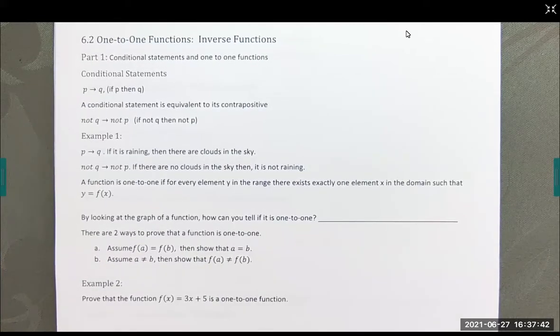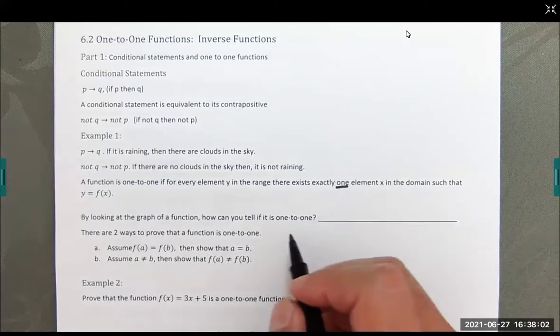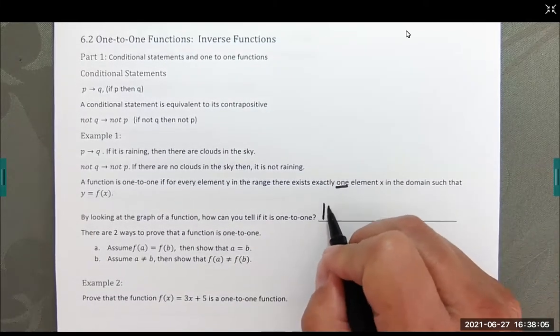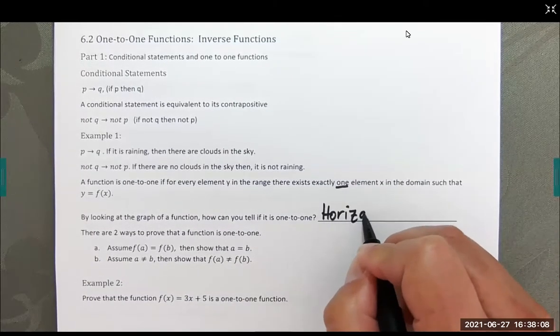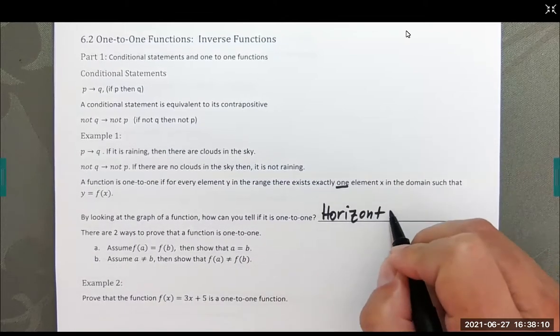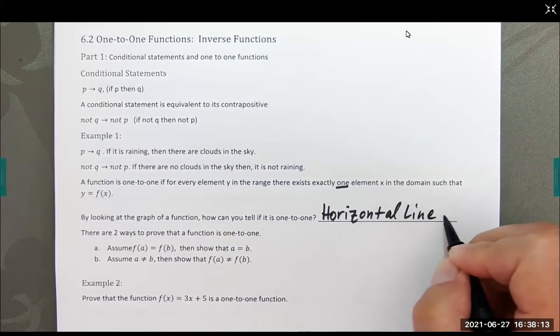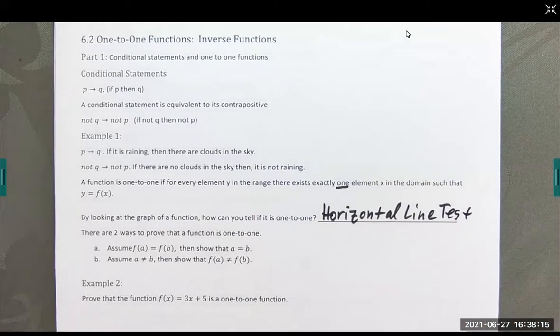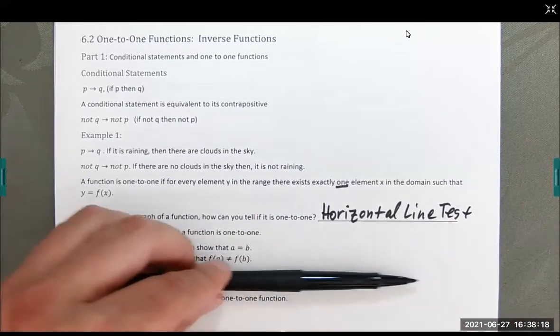A one-to-one function, a function is one-to-one if for every element y in the range, there exists exactly one element x in the domain such that y equals f of x. And by looking at a graph of a function, how can you tell that it's one-to-one? And the answer is the horizontal line test. I hope we all know that horizontal lines go this way.